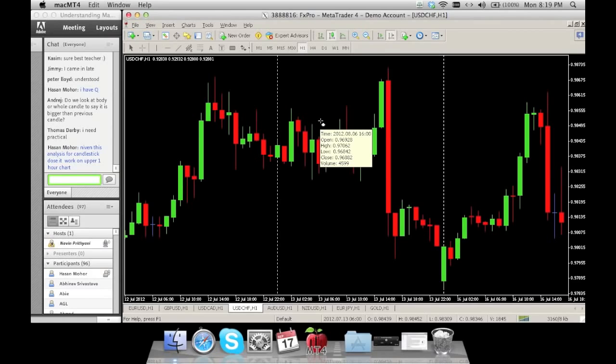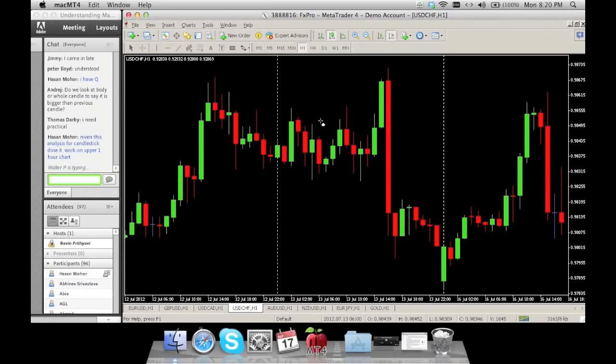Naveen, this analysis for candlestick, does it work on upper 1 hour charts? It works on most charts, but stick to the 1 hour. It's safer, much safer. Trust me. 1 hour or higher, nothing below that. Anything below 1 hour chart is like swimming with piranhas.